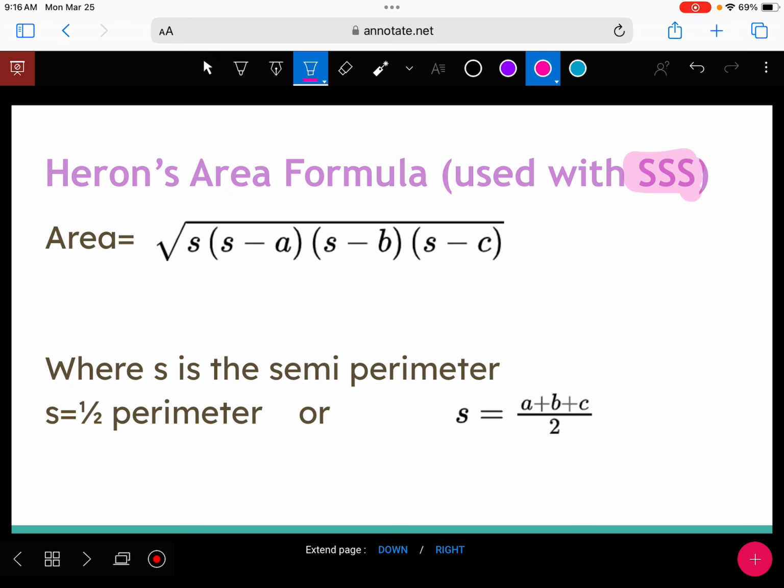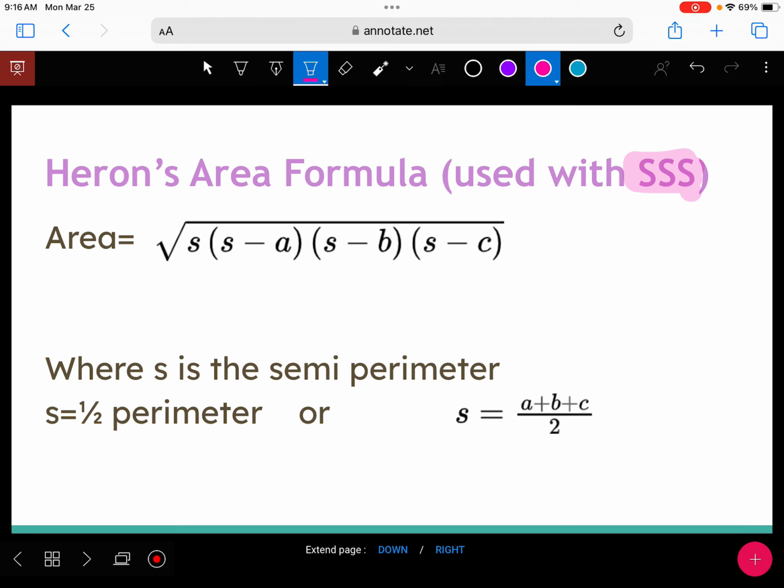So Heron's area formula has this new term S. It's the square root of S times S minus each of the sides. And S is called the semi-perimeter, or half the perimeter.